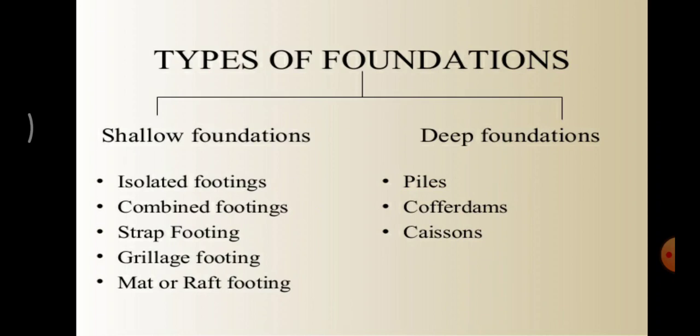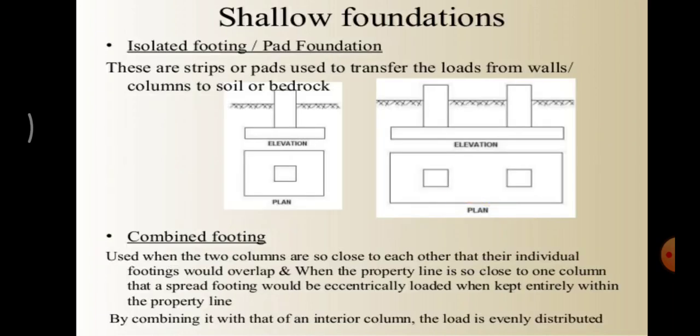Shallow foundations are categorized into five types of footing: isolated footing, combined footing, strap footing, grillage footing, and mat or raft footing. Deep foundations are of piles, cofferdam and caisson. Now this is shallow foundation.